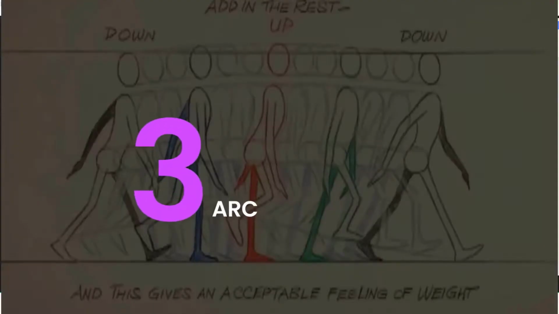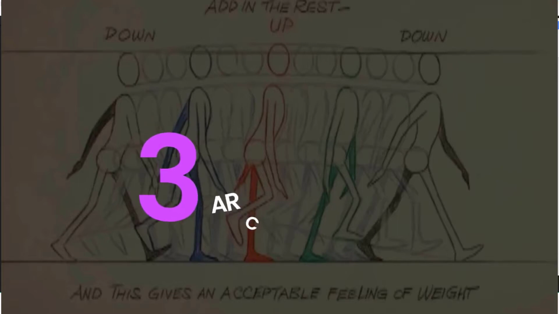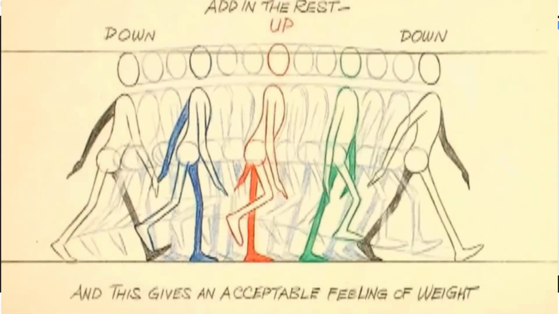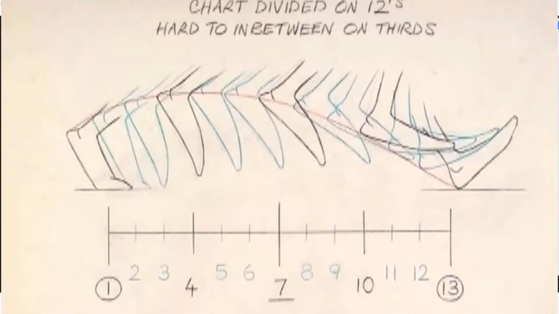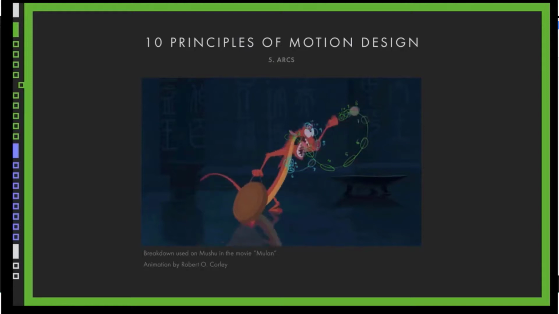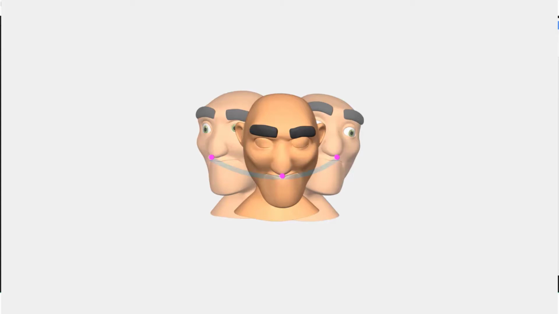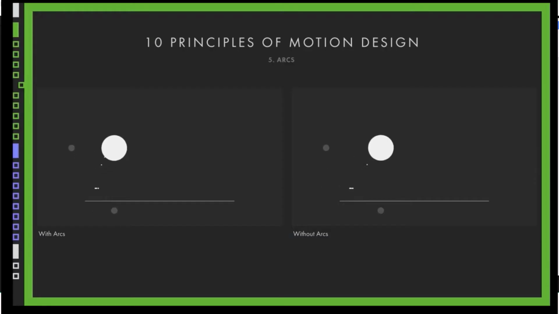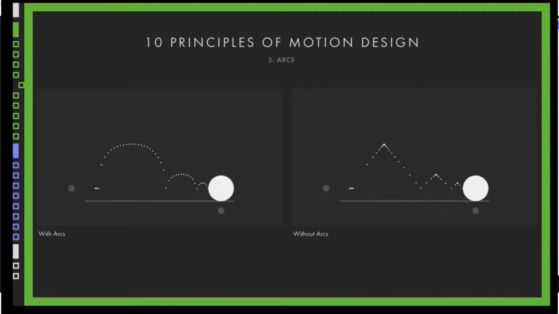The third principle is the principle of arc. Most human and animal movements follow an invisible arc or closely circular path. So do thrown objects and projected objects. There is a particular arc when you do a breakdown of how movement occurs. There's an arc or circular path that they follow.